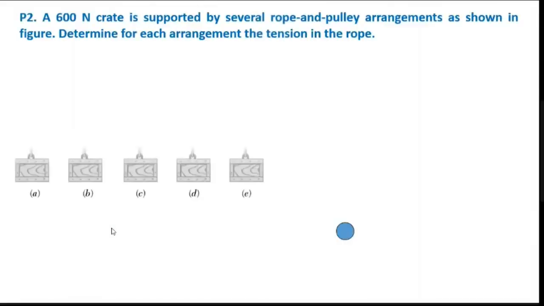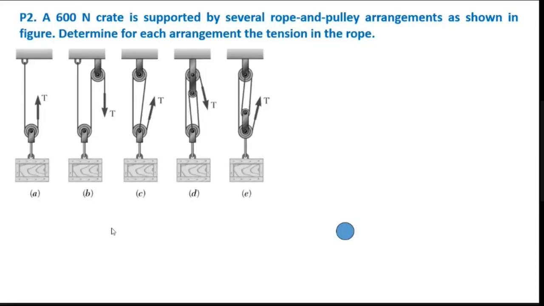Let me consider here, there are sets of problems. So let us solve a problem related to rope and pulley, right? You have a set of problems here. You have a 600 Newton crate. So the crate here is 600 Newton. It is attached to different types of pulleys.